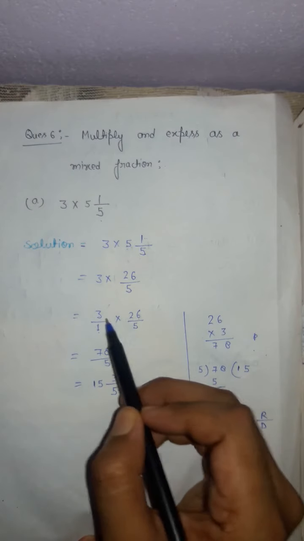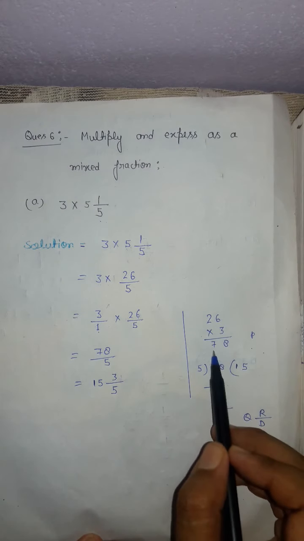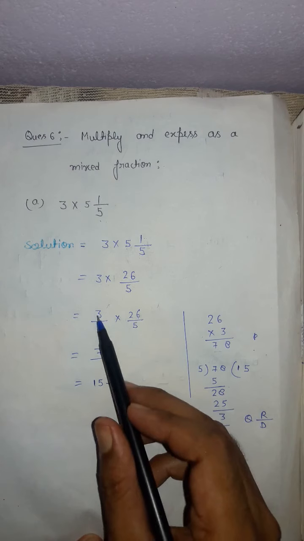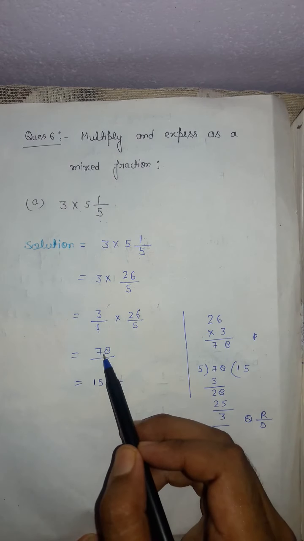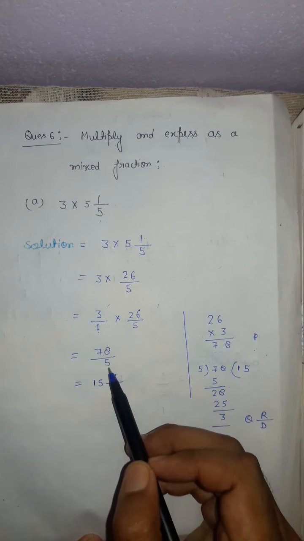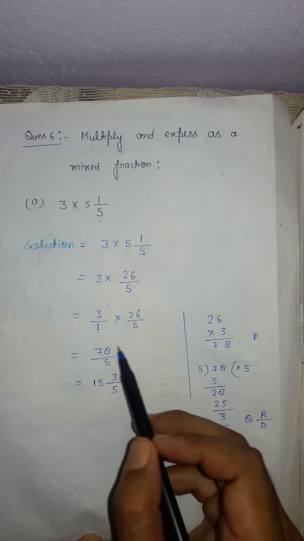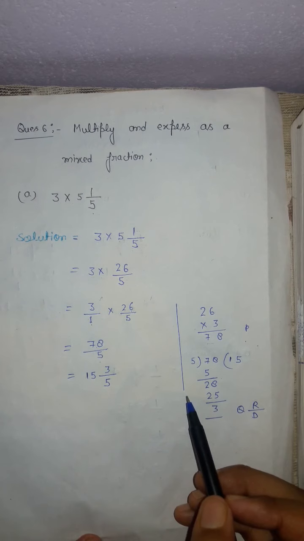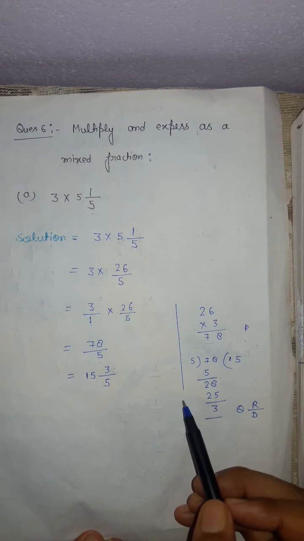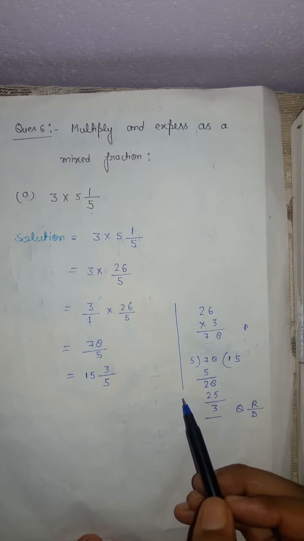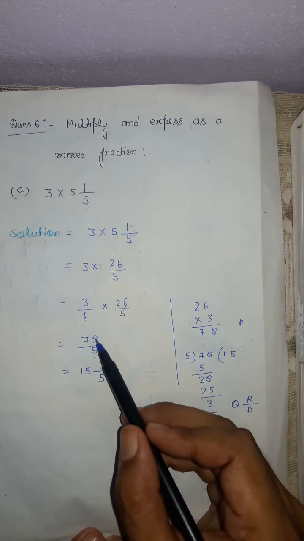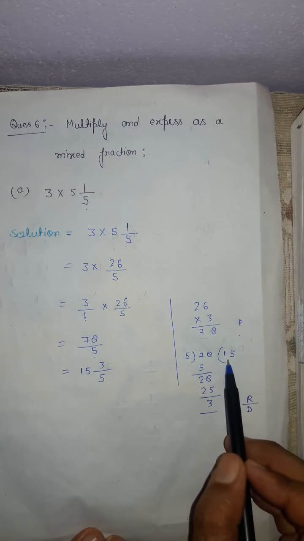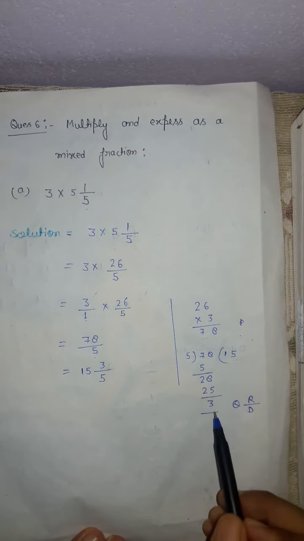Now multiply: 26 threes are 78, and 5 ones are 5. Now convert this into a mixed fraction. You know how to convert into a mixed fraction, you did this in your previous class. Now divide 78 by 5. We get quotient 15 and remainder 3.